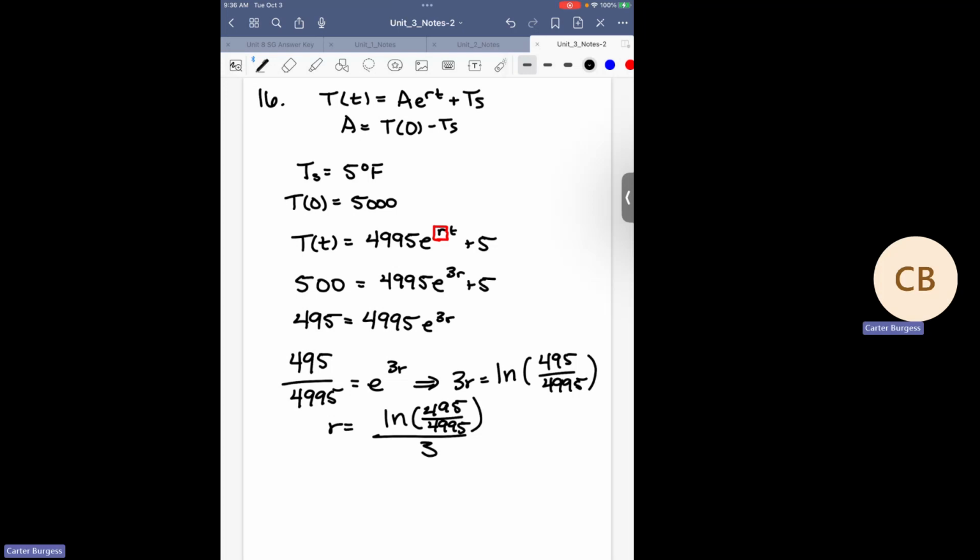And so my final equation, T of t, equal to 4995 e to this r, ln of 495 over 4995, all over 3 times t, plus that ambient temperature, in this case 5 degrees.